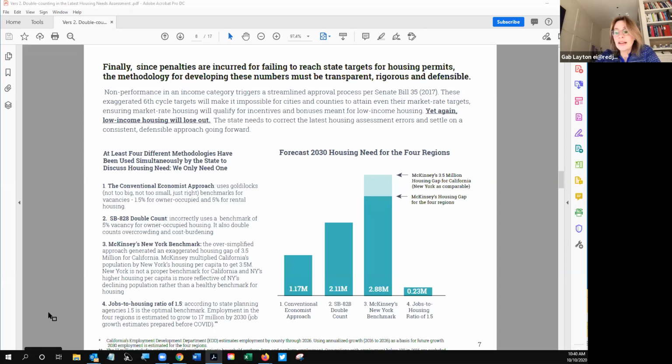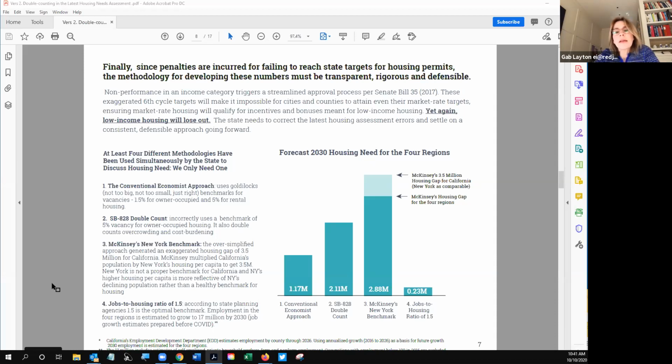Interestingly, if you use jobs to housing ratio as the metric, which is a number that a lot of these agencies talk about as an optimal jobs to housing ratio, it makes sense. You have to have so many jobs to justify so many houses. Their number is 1.5, which I've seen published by the HCD and by ABAG, and that says that we would only need 230,000. That's it. That number seems definitely underbaked, but it suggests that one housing unit for every 1.5 jobs is not the right ratio, and perhaps that needs to be rethought.